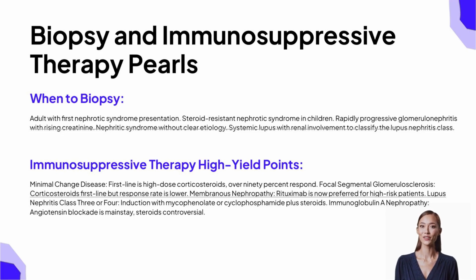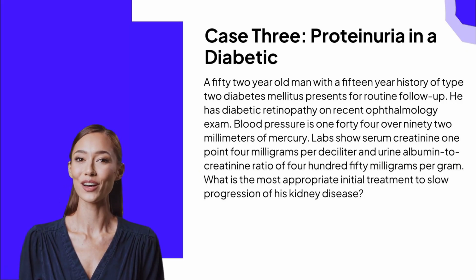For treatment, know that minimal change disease gets steroids first. Focal segmental glomerulosclerosis gets steroids but responds less well. Membranous now favors rituximab. Lupus nephritis uses mycophenolate or cyclophosphamide for induction. Immunoglobulin A nephropathy relies on angiotensin blockade. Case 3 is a common board scenario.